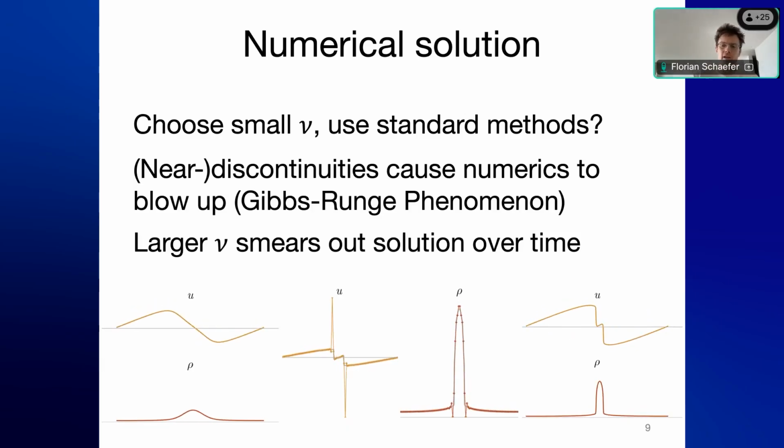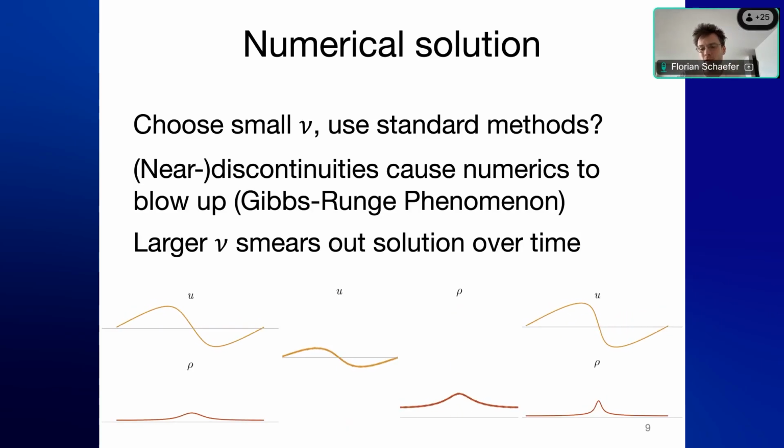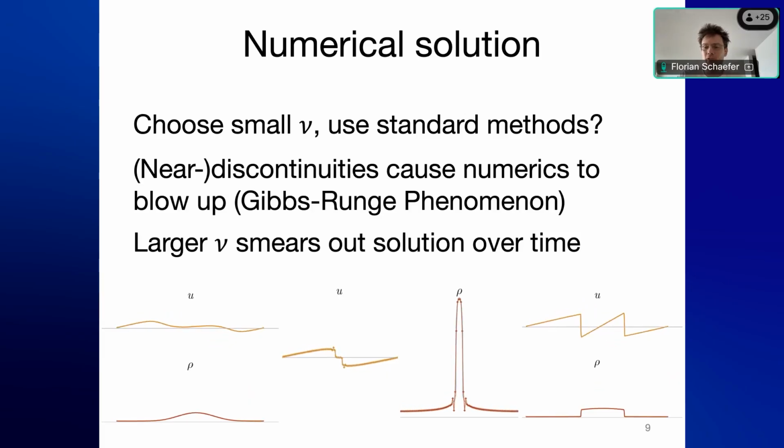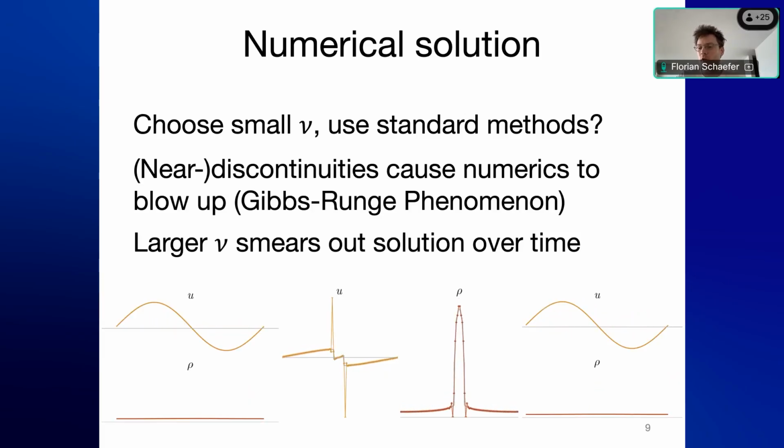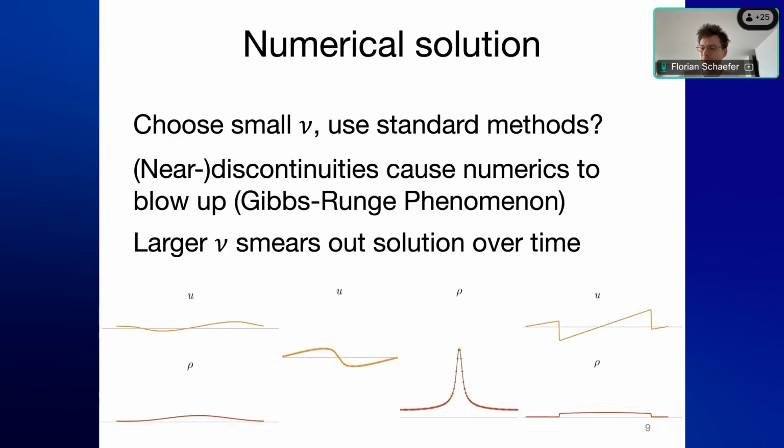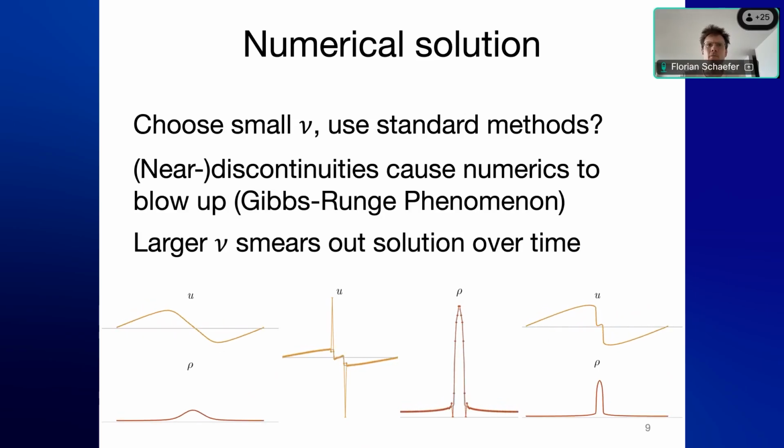And of course, we can say we simply increase the viscosity so that we don't have discontinuities anymore. Well, but then we have the issue that our flow smears out and we're solving a different problem than the physical problem that we set out to solve. And so that is also not satisfactory.